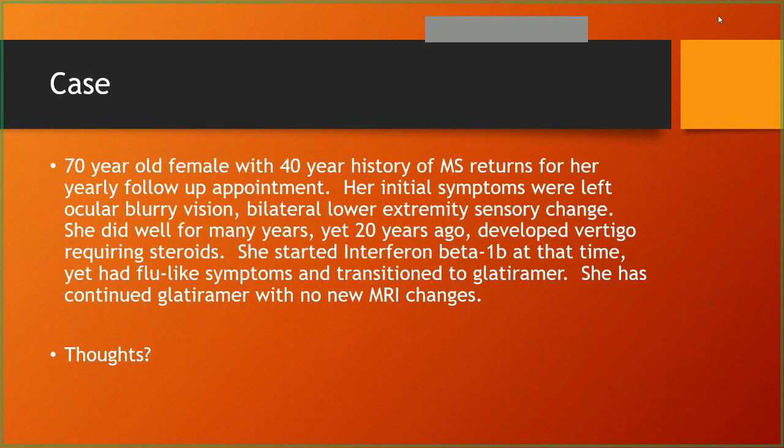A 70-year-old female, with a 40-year history of multiple sclerosis, returns for her yearly follow-up appointment. She was diagnosed at age 30. Her initial symptoms were left ocular blurry vision and bilateral lower extremity sensory change. She did well for many years, yet 20 years ago developed vertigo requiring steroids. She started interferon beta 1b at that time, yet had flu-like symptoms and transitioned to glatiramer. She has continued glatiramer with no new MRI changes.